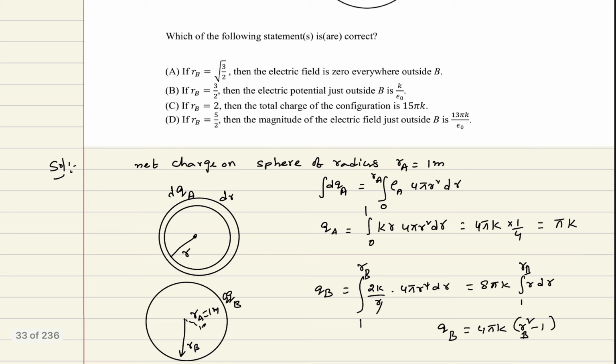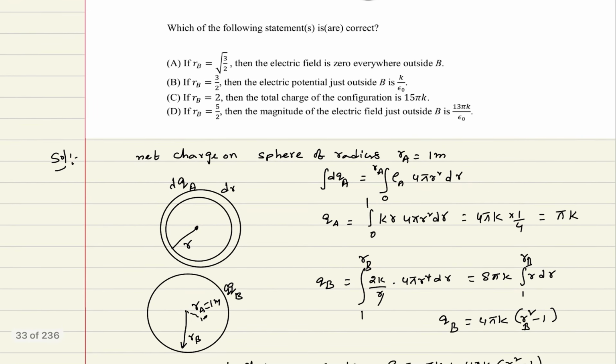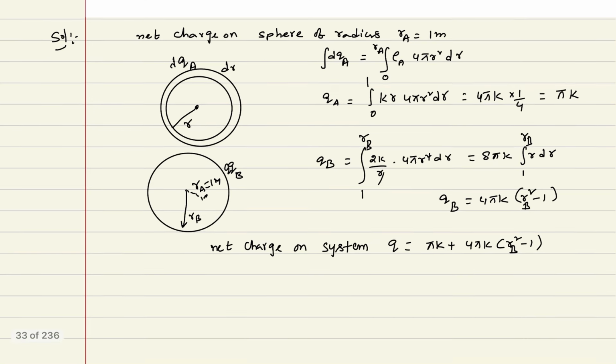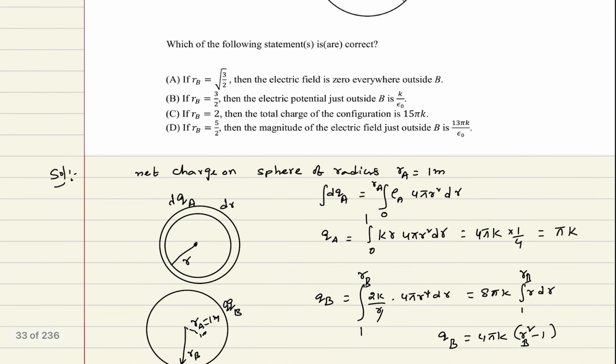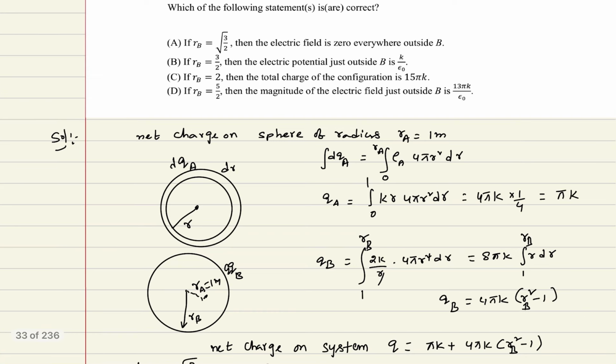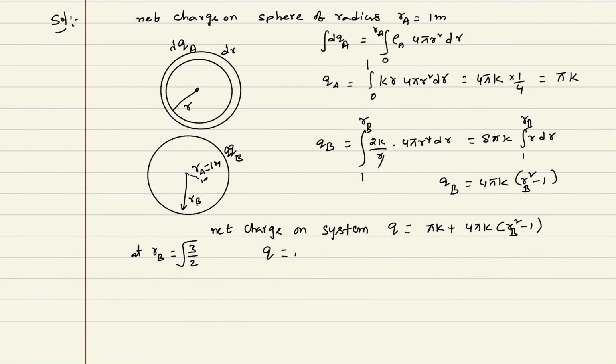Now in this question they have given different values. If R_B value is root over 3 by 2, the electric field is 0 everywhere outside. So now we calculate at R_B equal to root 3 by 2. To get the electric field to be 0, the charge should be 0. Now we will see whether the charge is 0 or not. Pi K plus 4 pi K times (3 by 2 minus 1), that is pi K plus 4 pi K times 1 by 2, which means we will get 2 pi K.